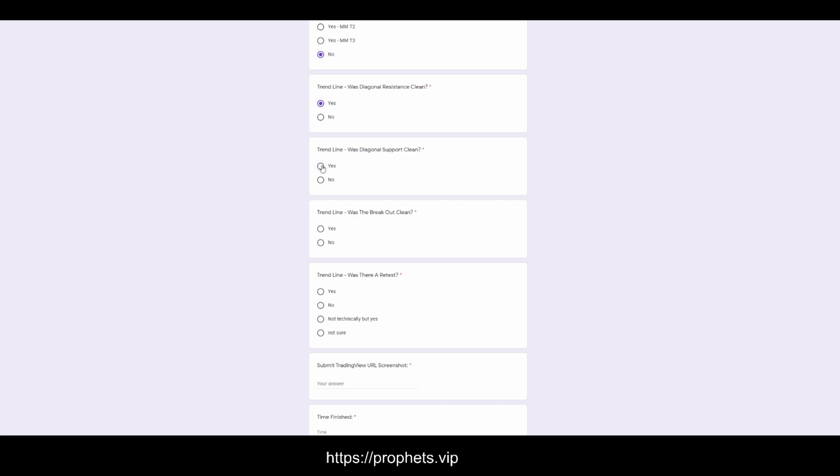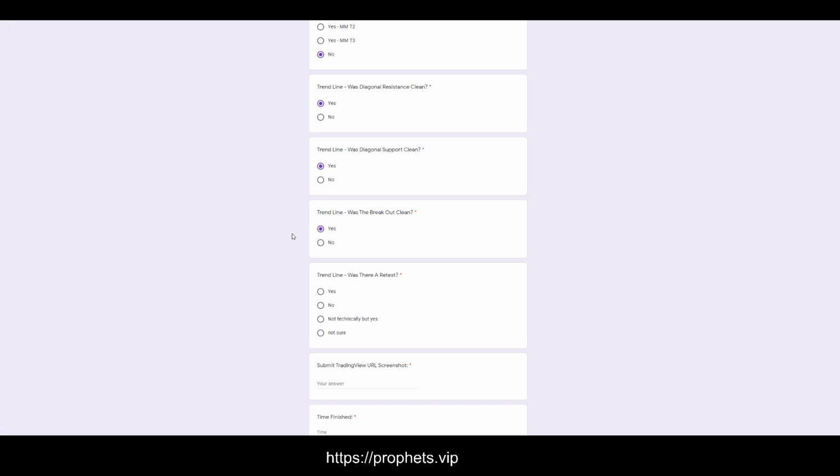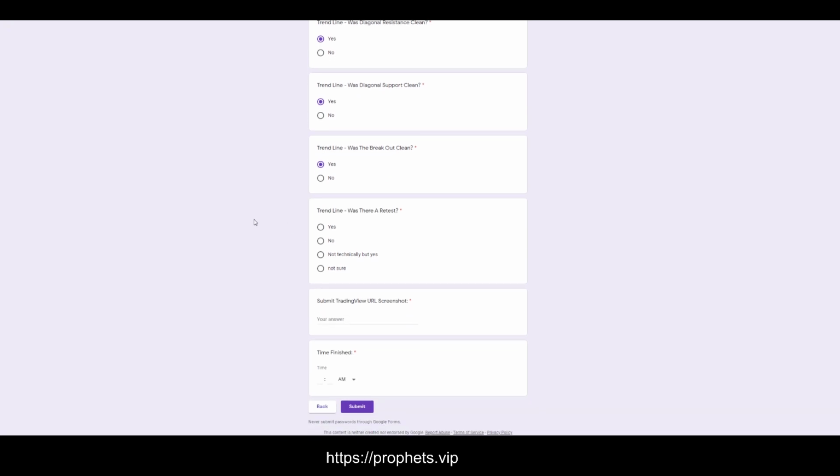Was diagonal support clean? We're going to say yes. Was the breakout clean? What was extremely clean on this one? Right. And then Elon Musk was the other one. So either breakout there or use the counter bodies. Right, breakout. Either way, very clean. Breakout clean. Yep. So next is the retest.